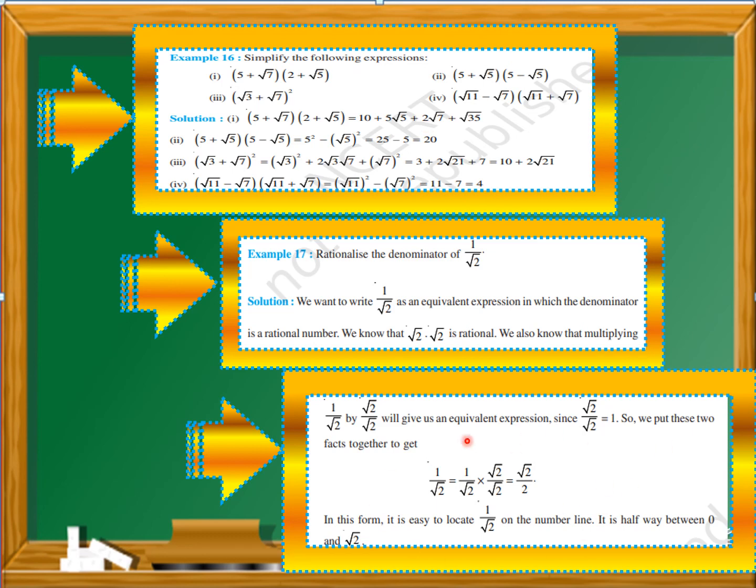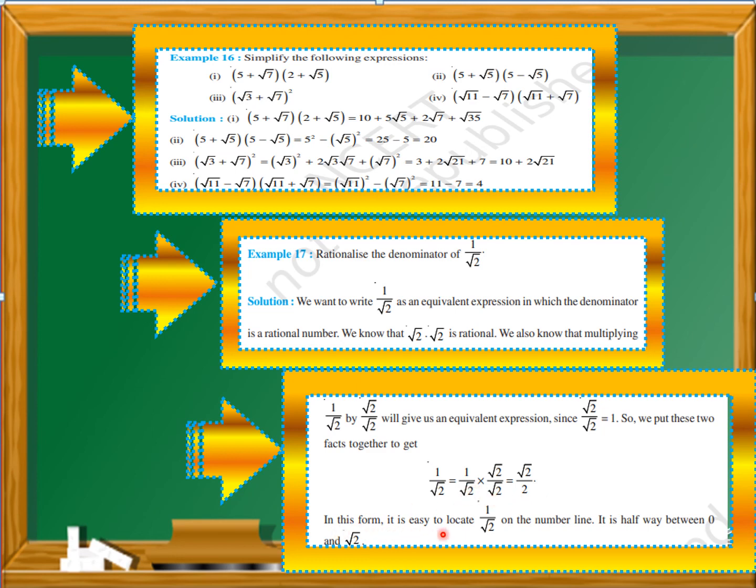So this particular method is called rationalizing the denominator. To rationalize a denominator with a square root number, we have to multiply it with the same number so that we can get a rational number in the denominator. So we have to multiply both the numerator and the denominator. When we multiply we get √2, then √2 into √2 we get 2.